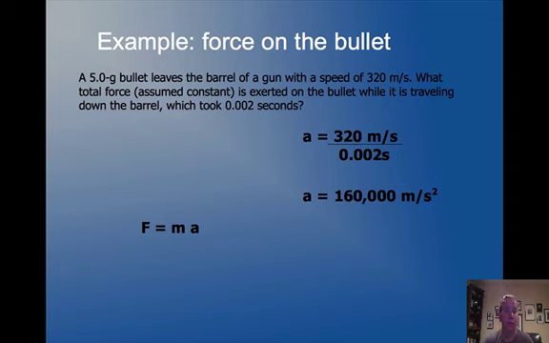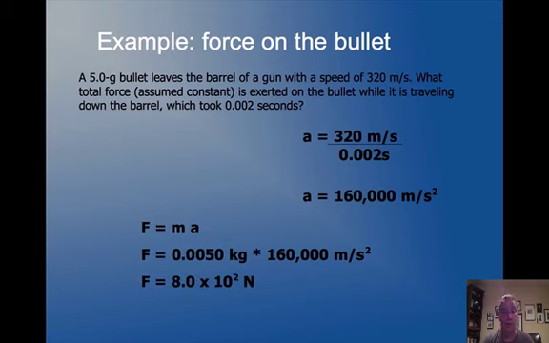So a 5-gram bullet would be 0.005 kilograms. And we multiply those out, you get 800 newtons. It's a lot of force. Or in order to get our right sig figs, which is 2, we need 8.0 times 10 to the second newtons. And that is the end of Newton's first and second laws.